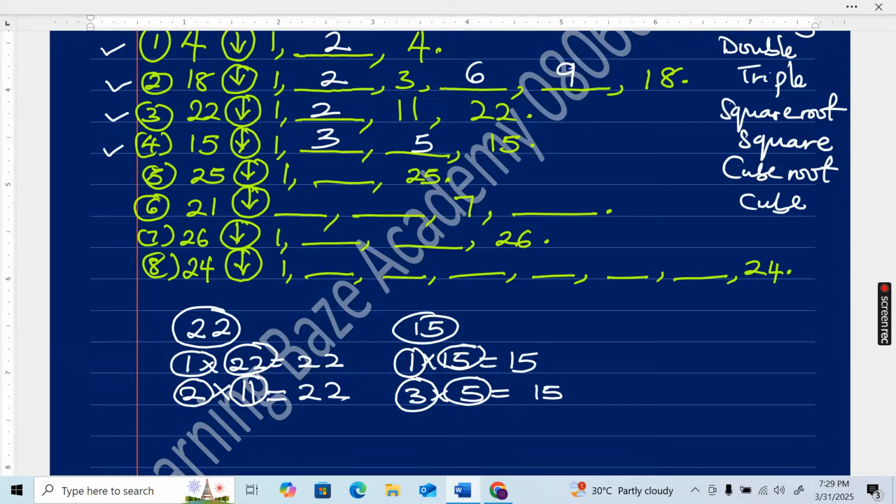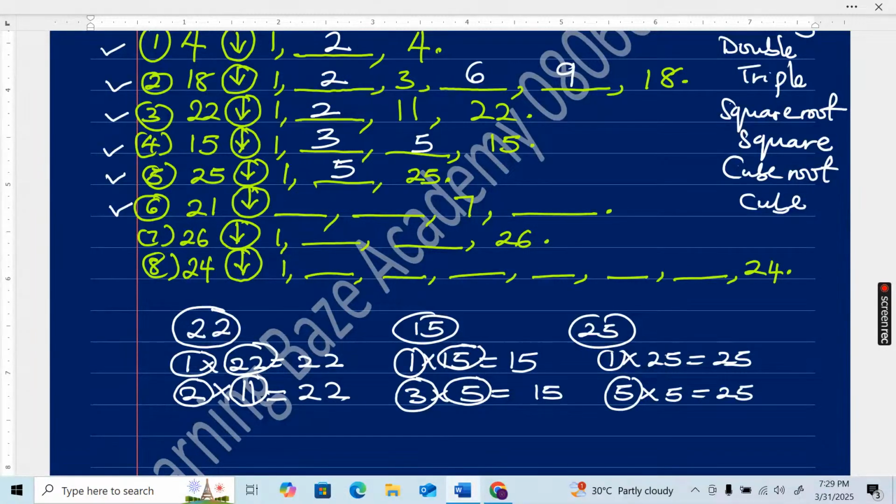All right, so now let's move on to the next one, 25. What are the factors of 25? Apart from 1 times 25 is equal to 25, the only thing I know now is 5 times 5 is 25. 25 is a perfect square because a number multiplied by itself will give us 25. So when you find the square root of 25, you get 5. So apart from 1, 5 is the next factor of 25. So go ahead and write 5. Then 25 is also a factor of 25.